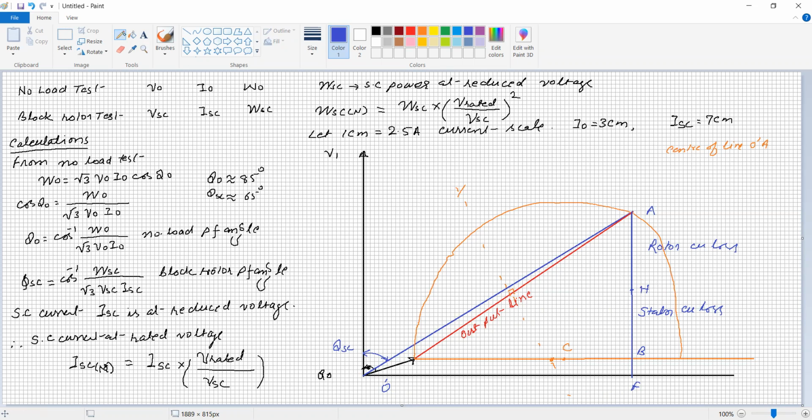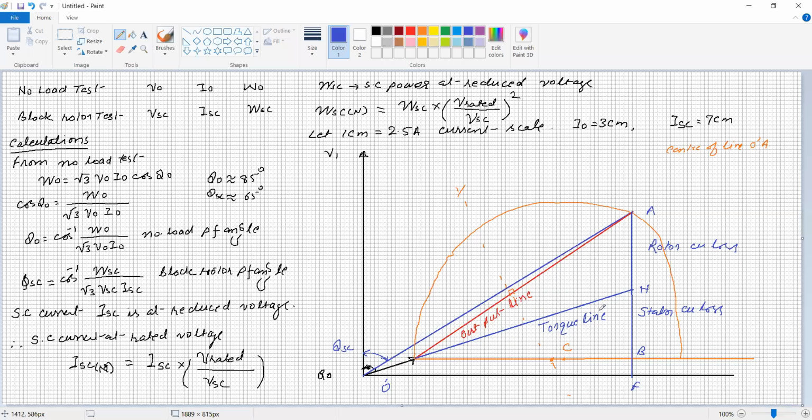Now join the point O dash to the H. O dash to the H. And this line is called the torque line. This line is called a torque line. Okay.